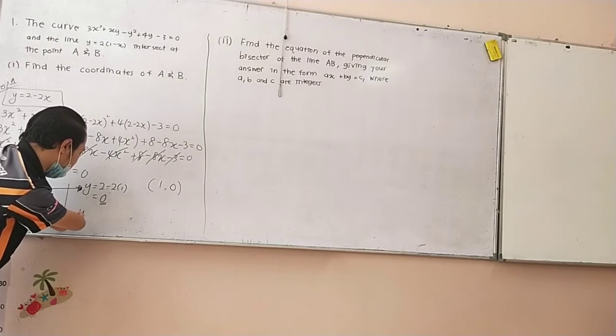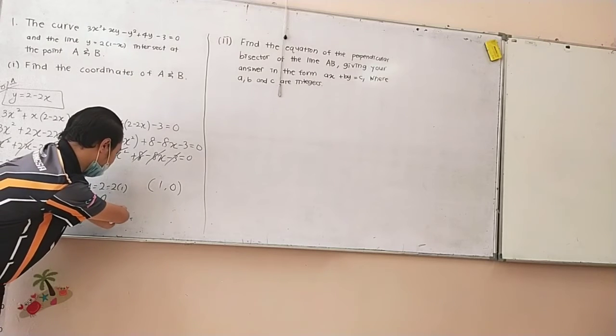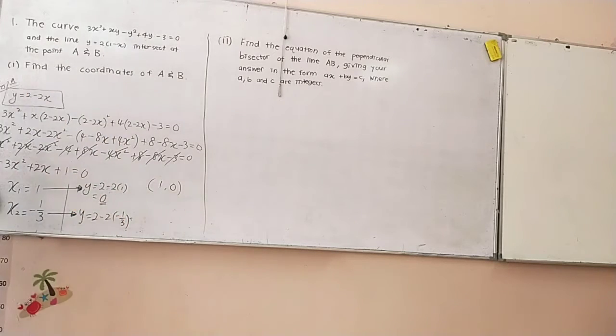Substitute. So y is equal to 2 minus 2 bracket negative 1 over 3. You calculate this one, how much you get?